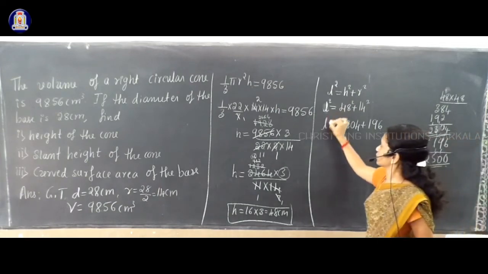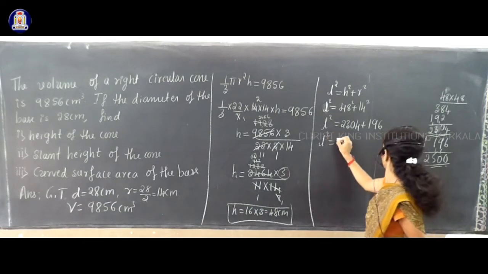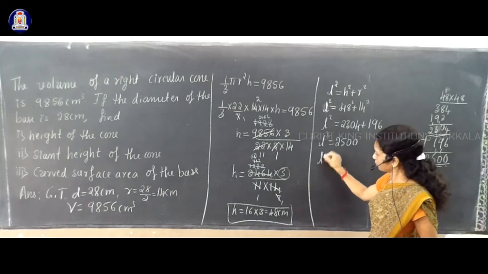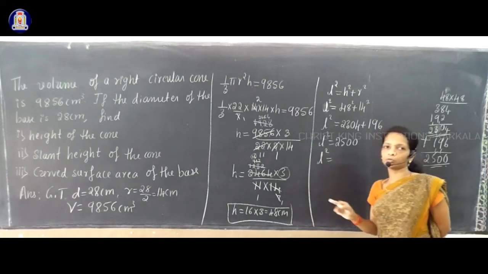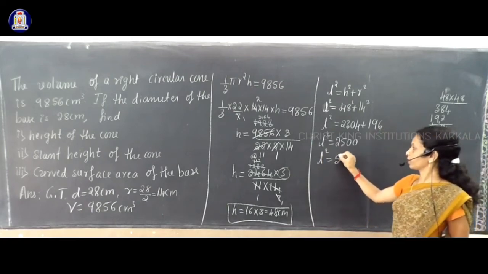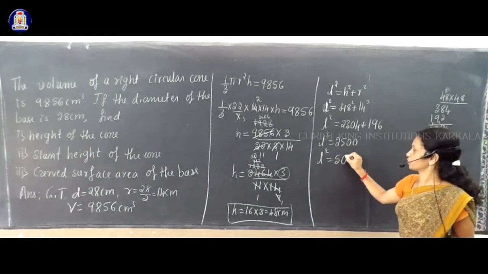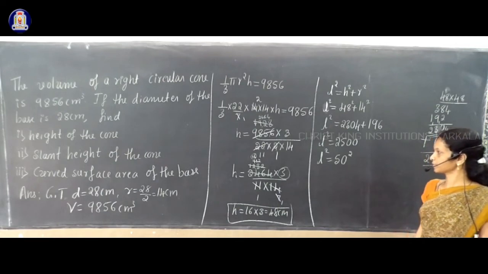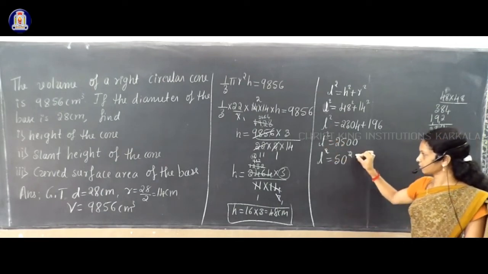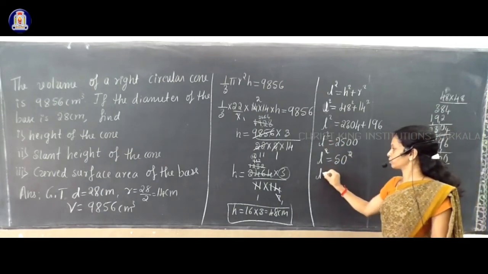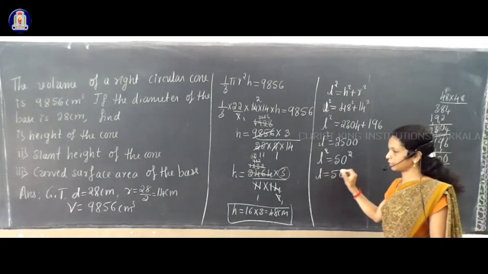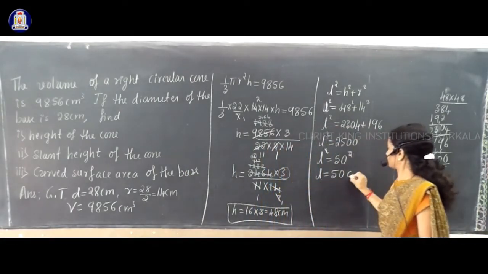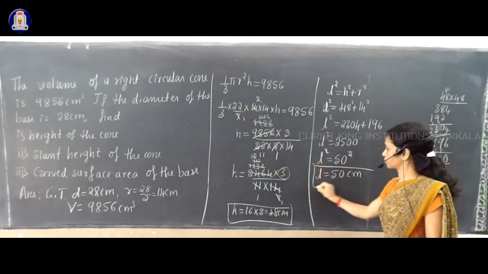So L square is equal to 2500. So you have to keep this in a square form. You know that 25 is the square of 5, and then 2 zeros. So 2500 means that is 50 square. Cancel square on both sides. So you will get L is equal to 50. This is the slant height of the cone. Okay. And that is in centimeter. So this is the slant height.